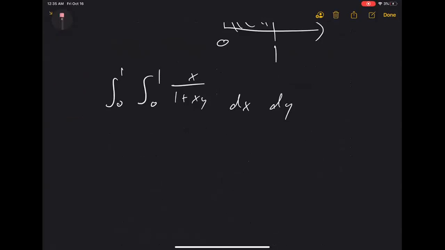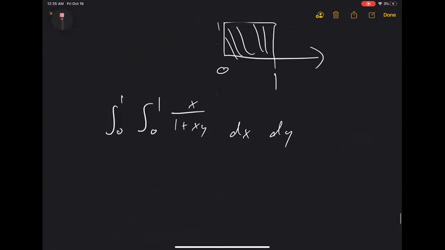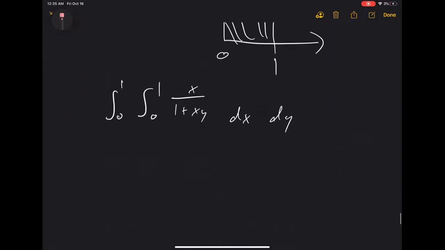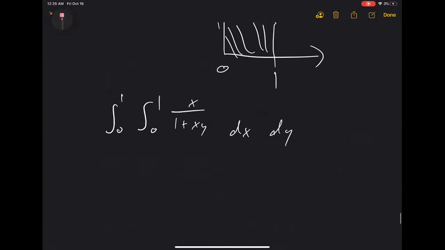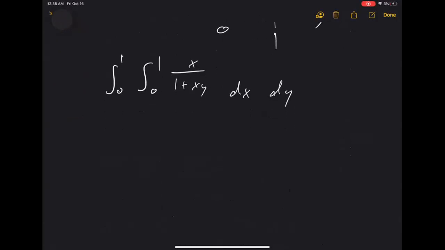Integrating, let me think, how did I integrate this? I tried this one before. I believe I did a u substitution. Let's try a u substitution. How about u equals xy, du equals y dx? No. We could do this one if I integrate in terms of y first. So let's switch our bounds, and this would be an example of how maybe switching bounds can help.